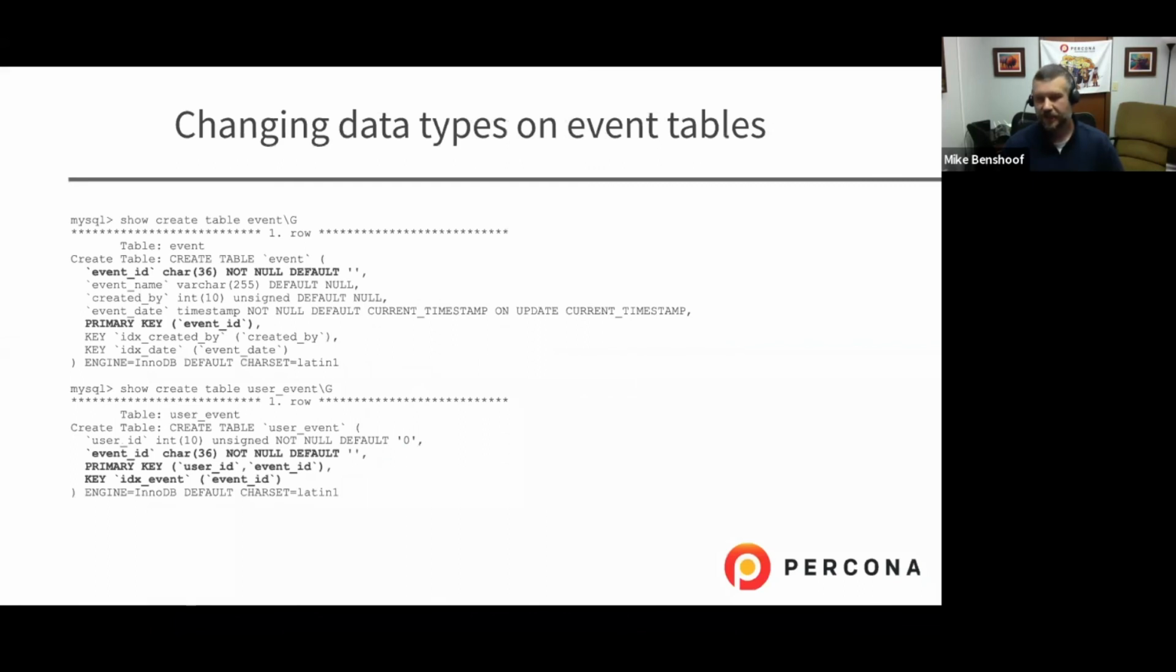Data types, this is another piece that we did. So we saw that the event and the user event table had those high IDX fracs, right? So they were larger indexes than data. So when we go back and look, in these cases, I had used a character field for my event ID, right? So this is maybe a UUID or something like that that's been generated. So not an uncommon approach.